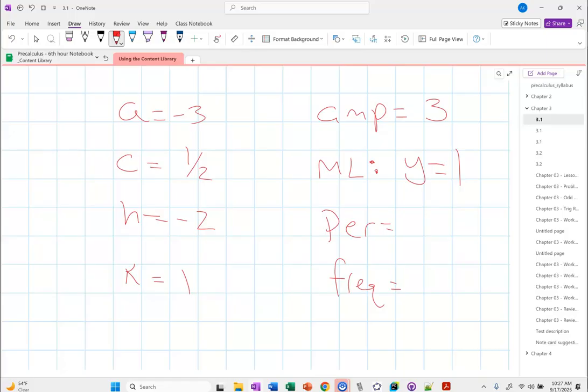Mark, you're up. Period or frequency? This is kind of a no-brainer, right? No one's doing frequency before they've done period. Period. What is it? So period is 2 pi over the absolute value of C, right? Well, 2 pi times the absolute value of C. So 2 pi times 1/2, which is just going to be pi.